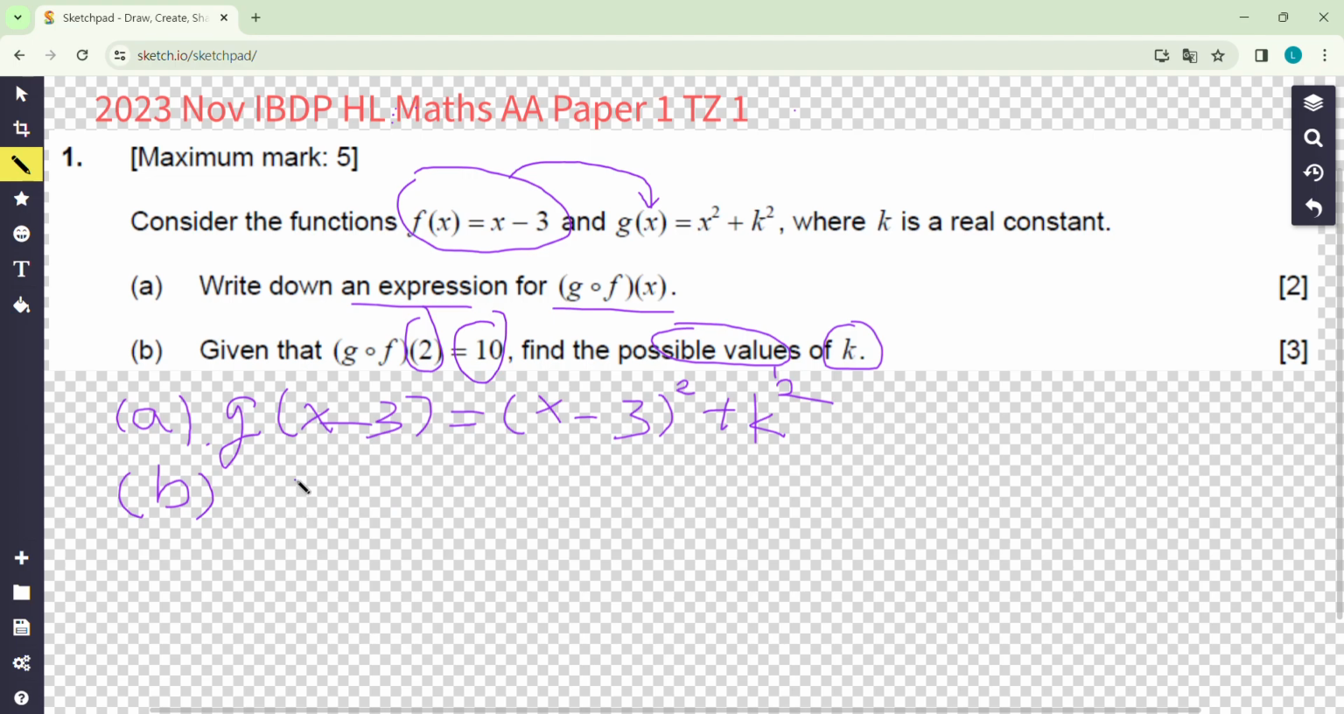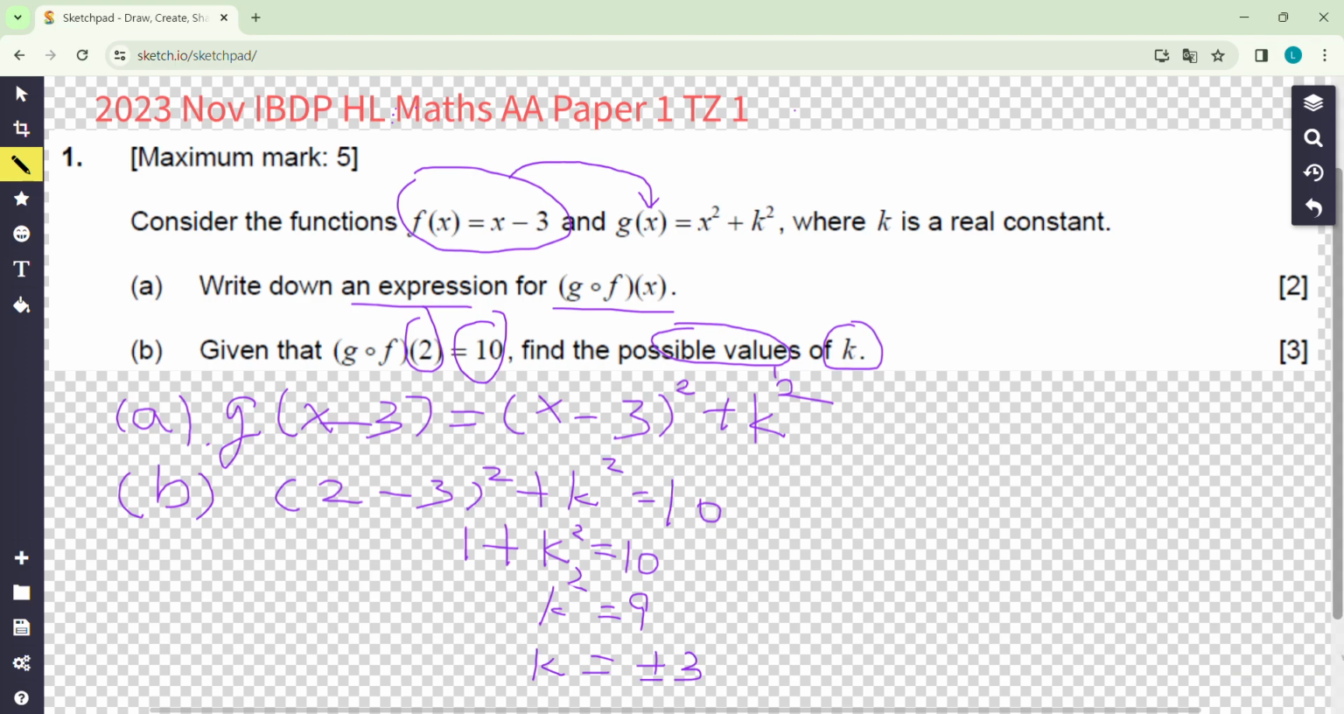Got it? That's it. Just substitute the number inside. And this is 1. So k squared is 9. That's the trick, so k can be plus or minus 3. Do you get the answer?